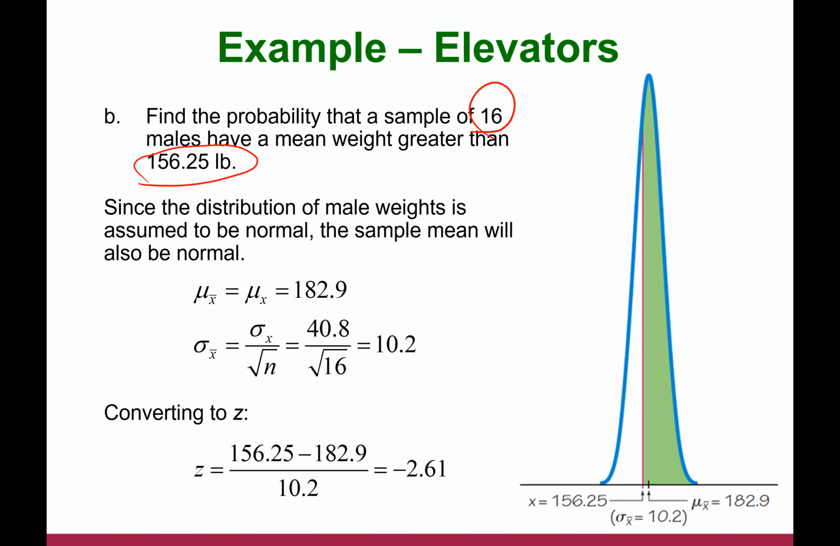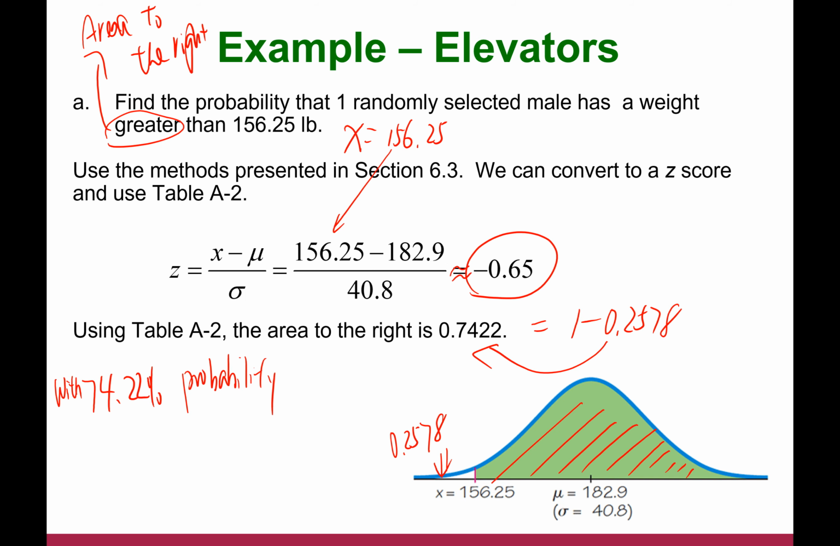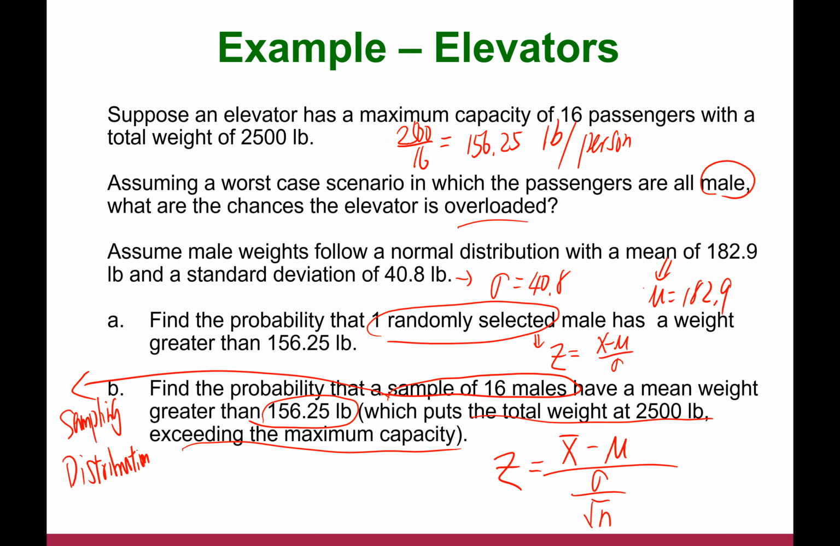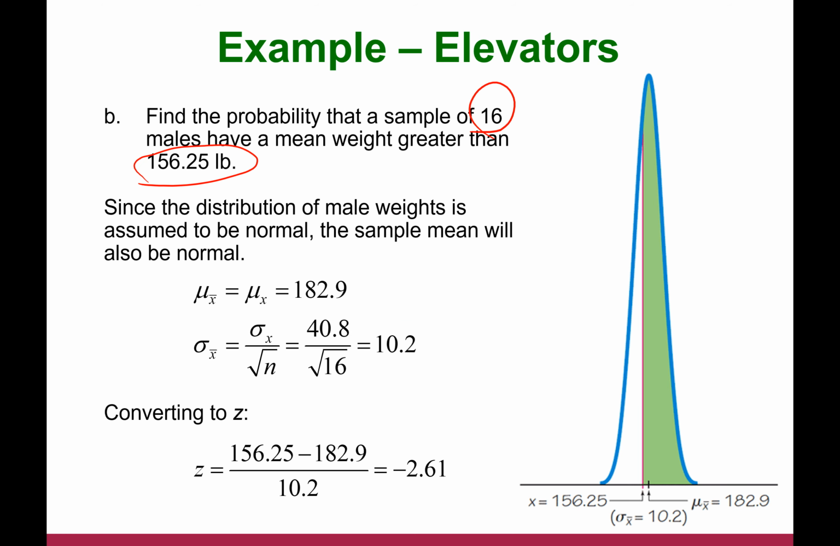Since the population is normally distributed, right, it says here, since the population is normally distributed, the sample inherits the property from the population, so sample means are normally distributed.